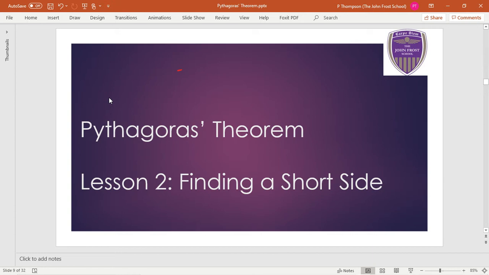This works, yeah. Lesson 2, finding the short side. If you haven't watched the previous lesson on finding the long side, do that first, because without that, you're going to struggle with this one.